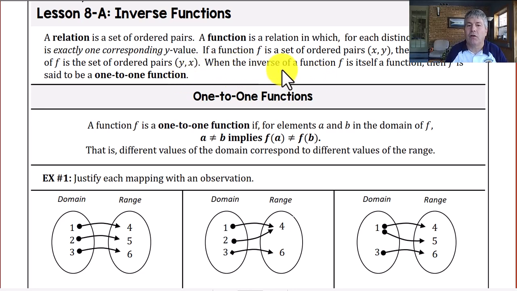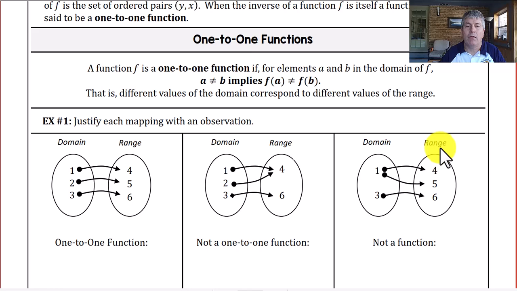When the inverse of a function f is itself a function, then f is said to be a one-to-one function. A function is said to be one-to-one if, for elements a and b in the domain of f, a not equal to b implies f(a) does not equal f(b). That is, different values of the domain correspond to different values of the range.